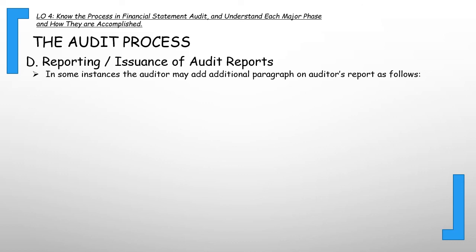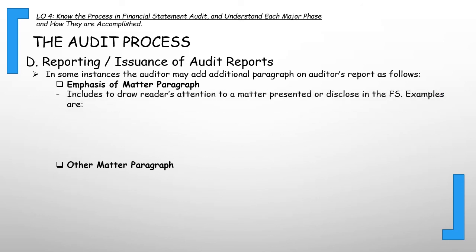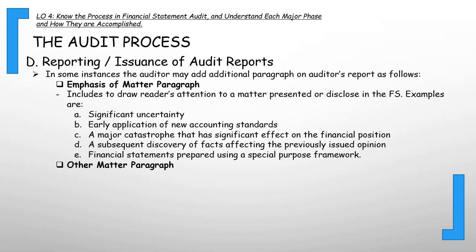Next is, okay. In some instances, the auditor may add additional paragraph on auditor's report. Ano ba yun? Emphasis of matter paragraph and other matter paragraph. So, yung emphasis of matter paragraph, sinasama natin to draw readers' attention to a matter presented or disclosed in the financial statements. Examples are, yan, significant uncertainty, early application of accounting standards, major catastrophe na mayroong effects sa financial position, subsequent discovery of facts affecting the previously issued opinion, then financial statements prepared using a special purpose framework.